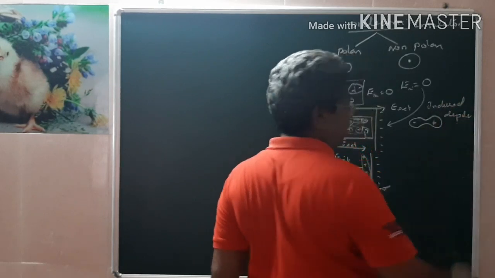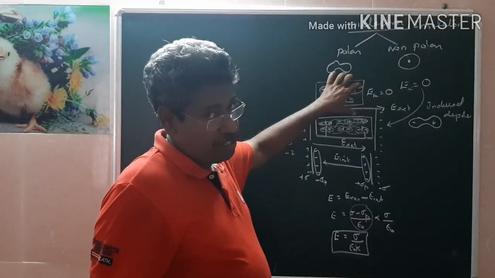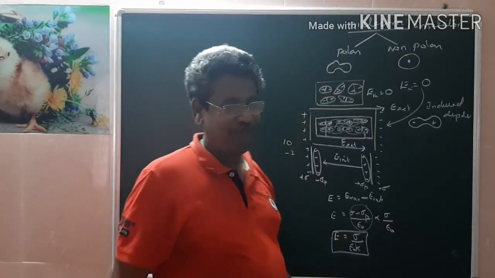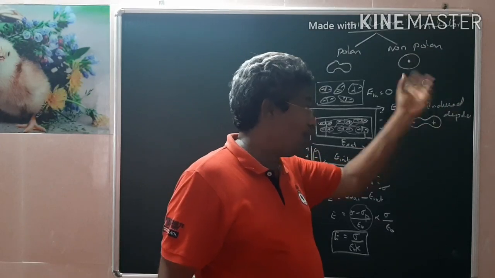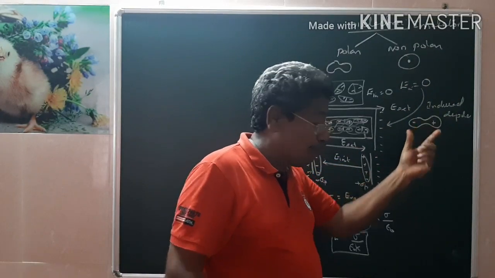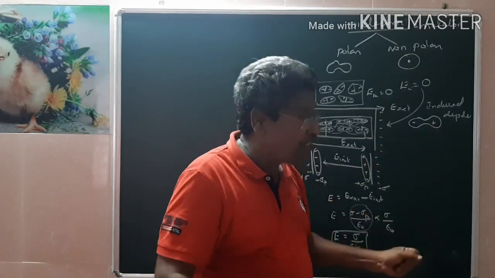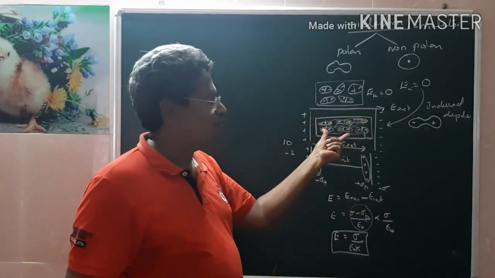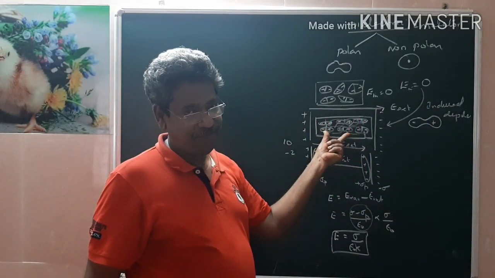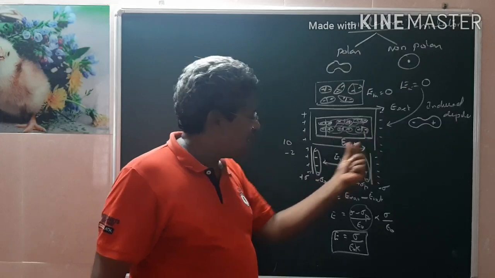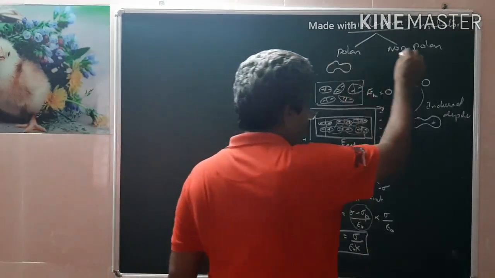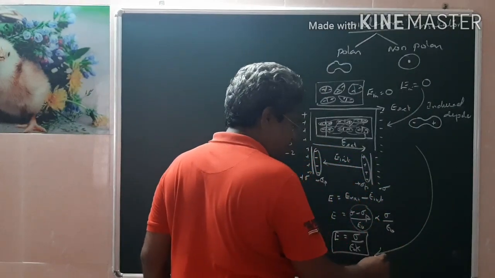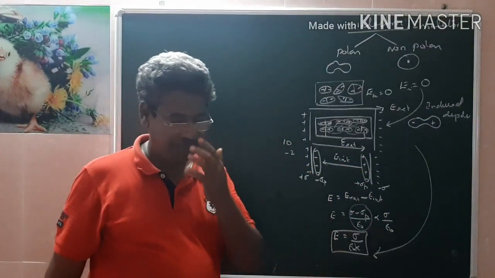Induced dipoles. In the polar case, the dipoles already exist, they are randomly oriented, and the net electric field is 0. But in this case, originally there is no dipole, but when an electric field is applied, the molecule becomes a dipole. After the induced dipole forms, it again begins to align in the same direction, opposite to the electric field. Therefore, whether it is a polar molecule or a non-polar molecule, the expression for the electric field is the same.